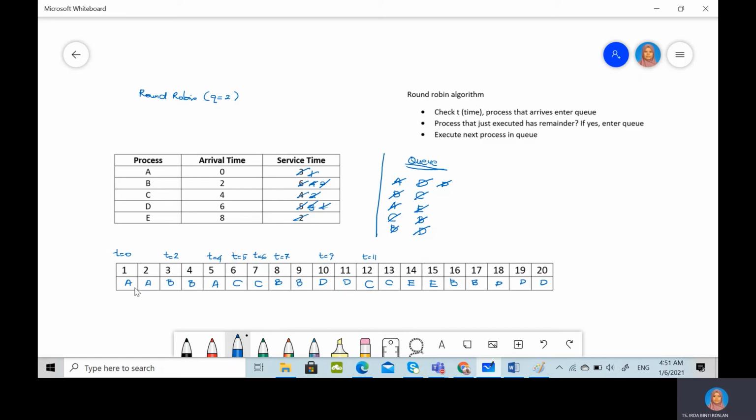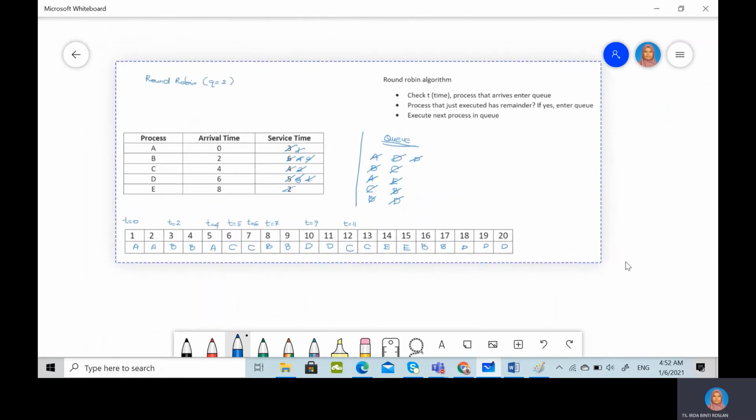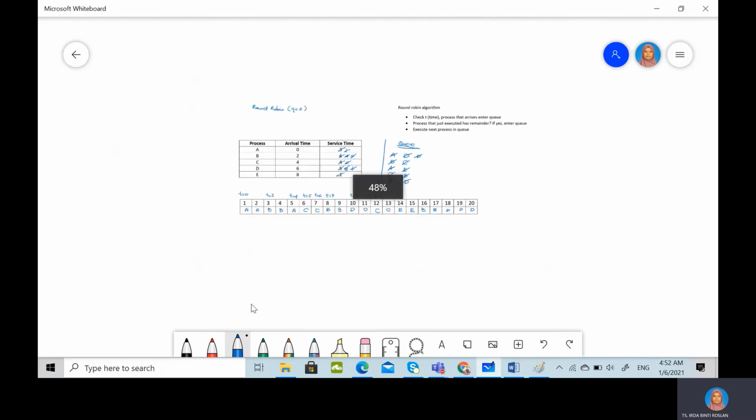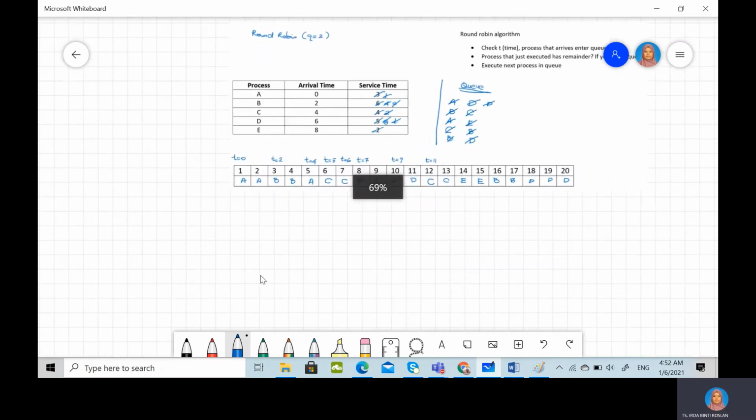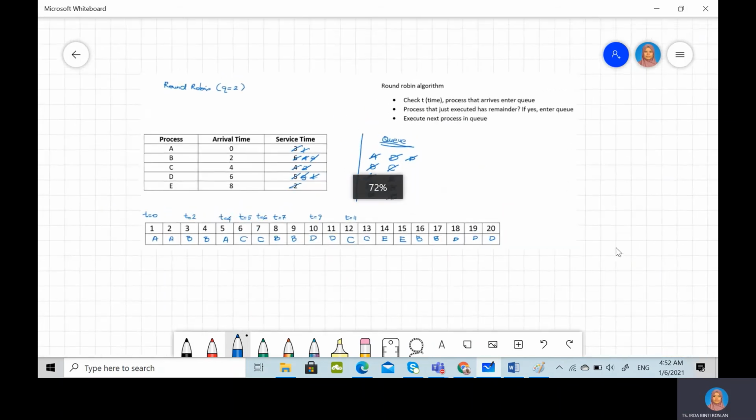You can see the pattern here. For each of the processes, we're given time slice 2. To continue getting the finish time, I mean the turnaround time, we will continue calculating.